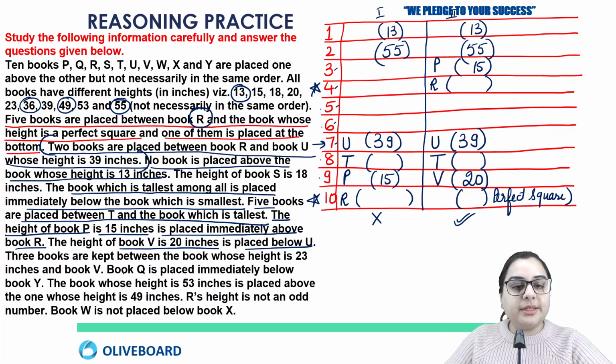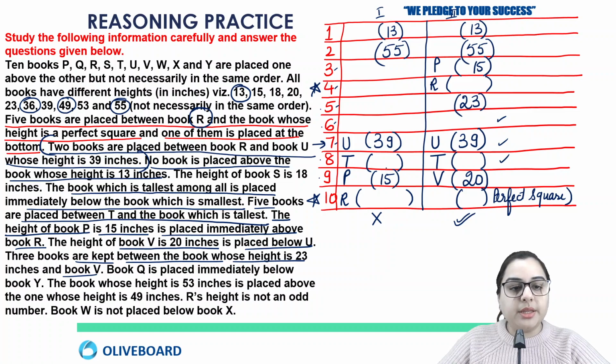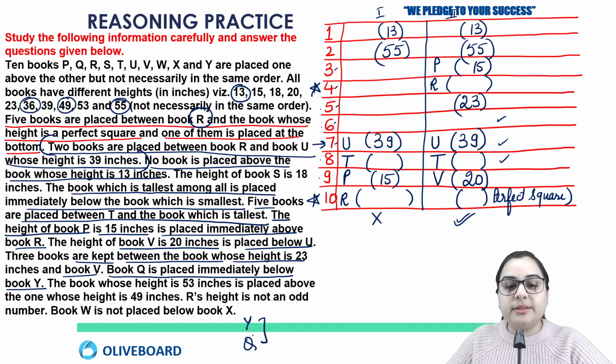Okay, so the next thing that we can find here is that 3 books are kept between the book whose height is 23 inches and book V. Now book V is on 9th position. So leaving 3 positions here, I'm going to write 23 inches. Now the next line is that book Q is placed immediately below book Y. Where can we write this Q and Y? This can be written on first and second position, or it can be written on 5th and 6th position.